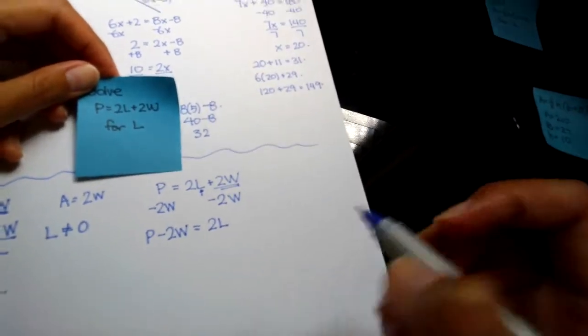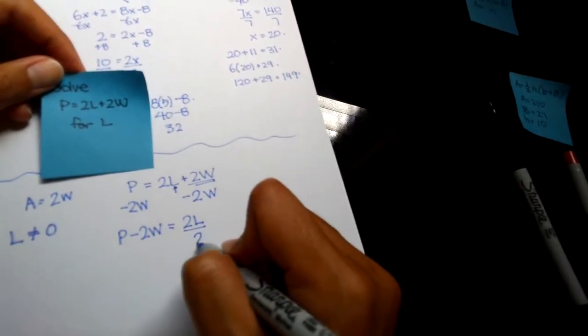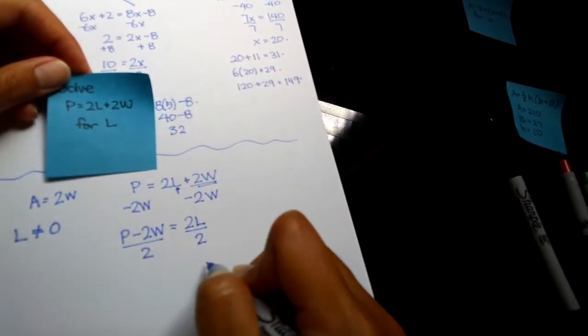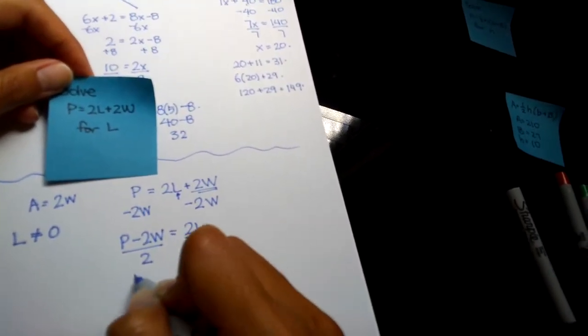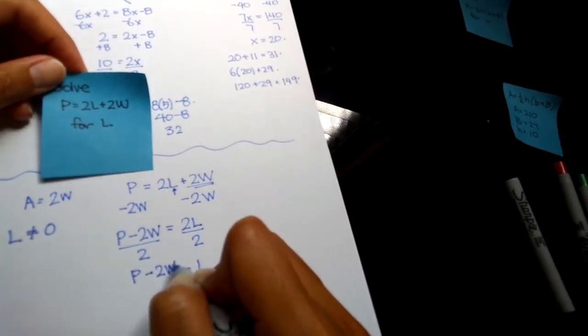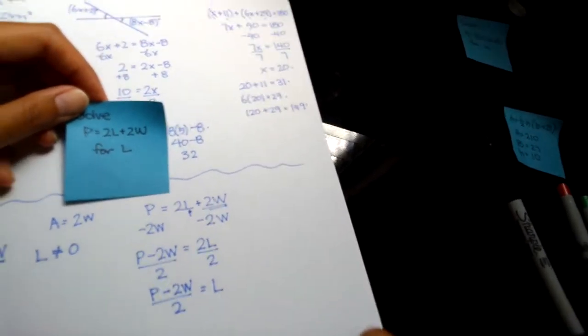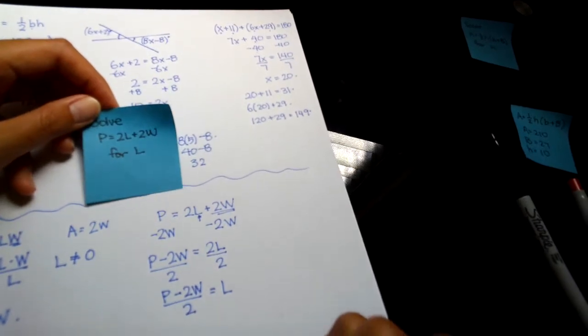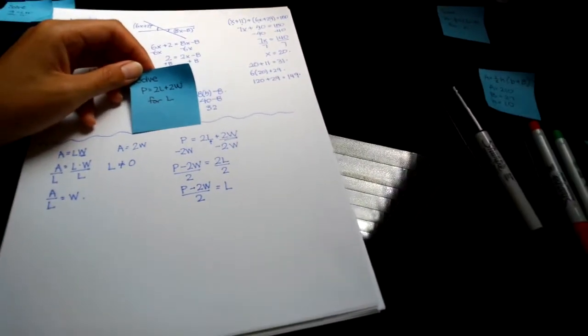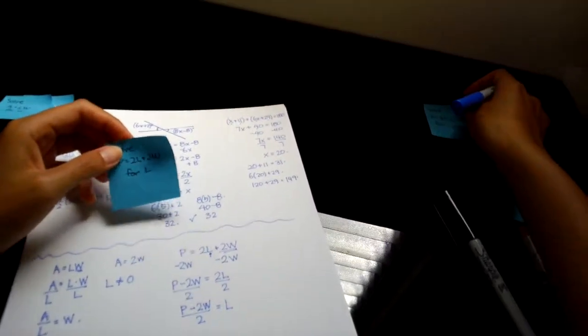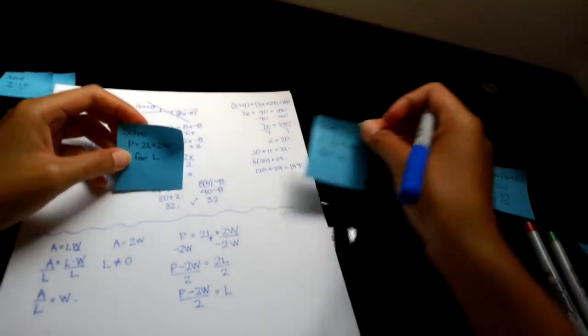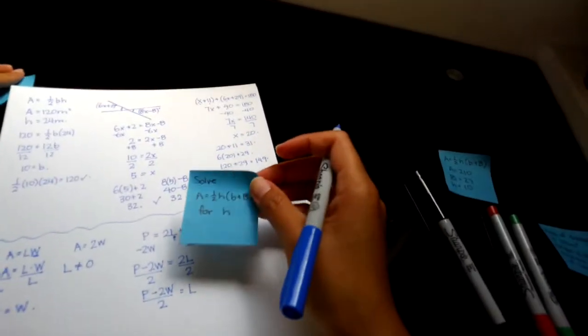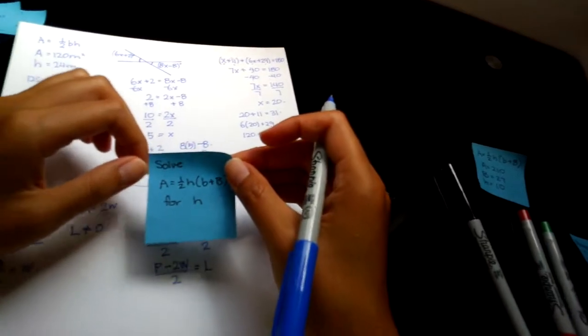And finally, you divide by L. Oh, sorry, divide by 2. And you get L is equal to perimeter minus twice the width, divided by 2, will give you the length. Okay, so we're manipulating the equation similar to how we do with numbers, only now we have different variables that we're trying to solve for.